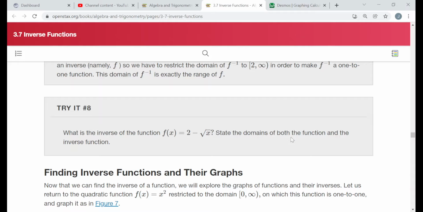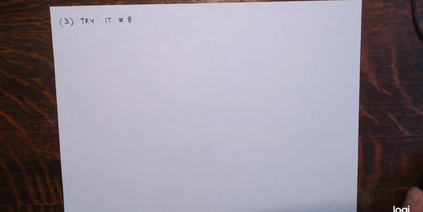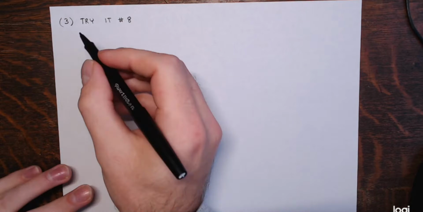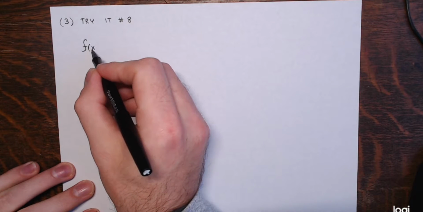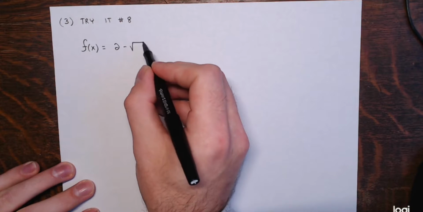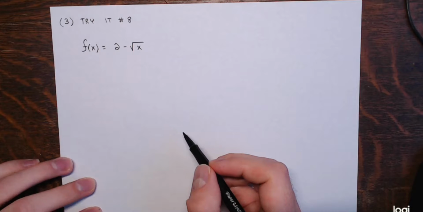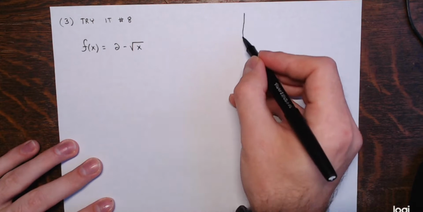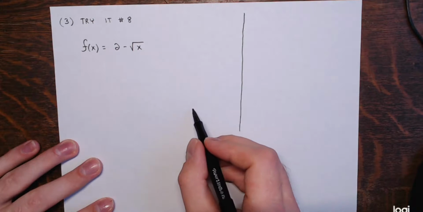State the domains of both the function and the inverse function. And I'll take this one step further. I'll also state the ranges. Alright, so we're given the function f of x equals 2 minus the square root of x. Now if you want, I'll go to the Desmos.com website, a free online graphing calculator.